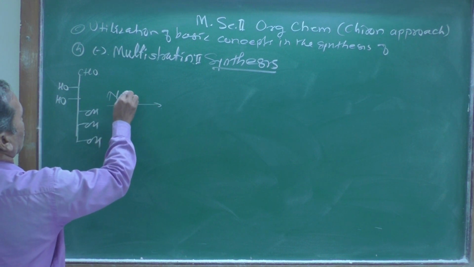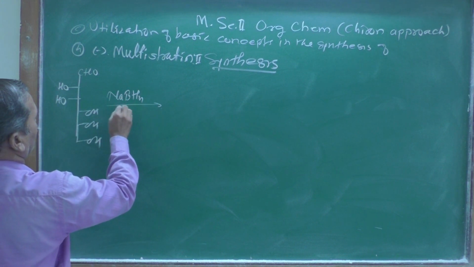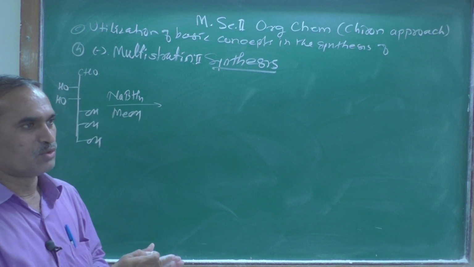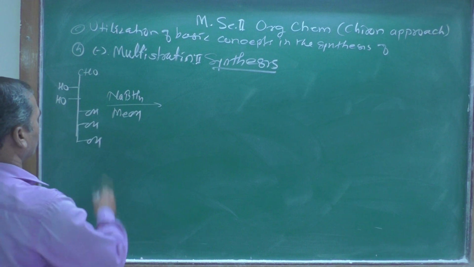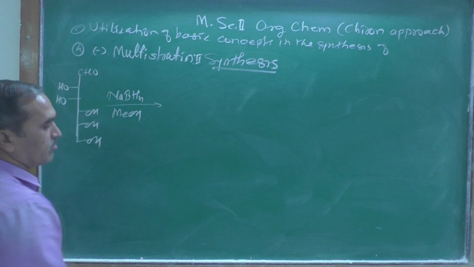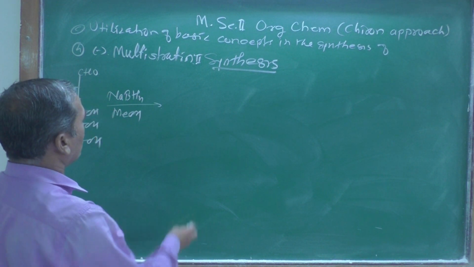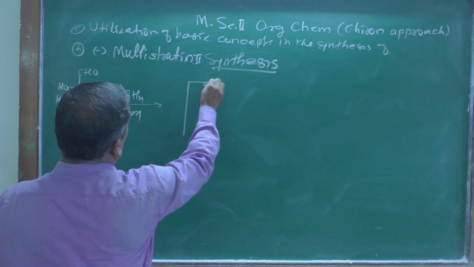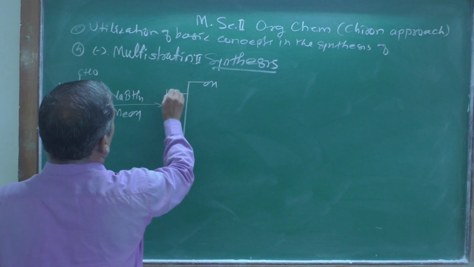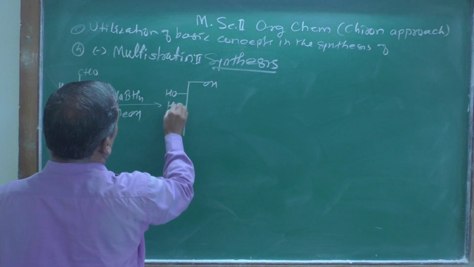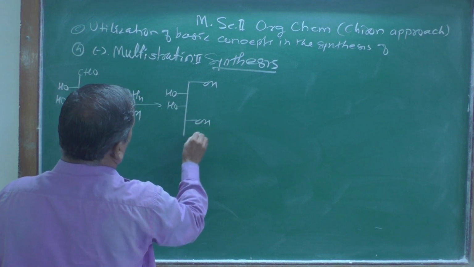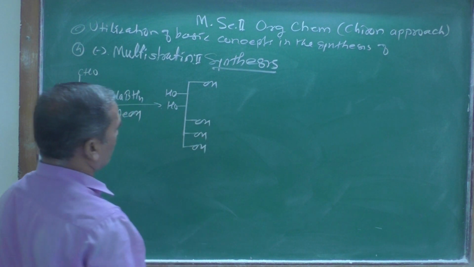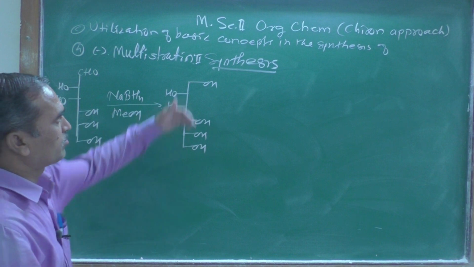First one, sodium borohydride in the presence of methanol, used as a solvent to carry out the reaction. What will it do? It will convert the aldehyde group into an alcohol, and you are going to get this OH and this OH, 2 hydroxy groups on the left-hand side and 3 hydroxy groups on the right-hand side. Here I am talking about this one, not the above one.